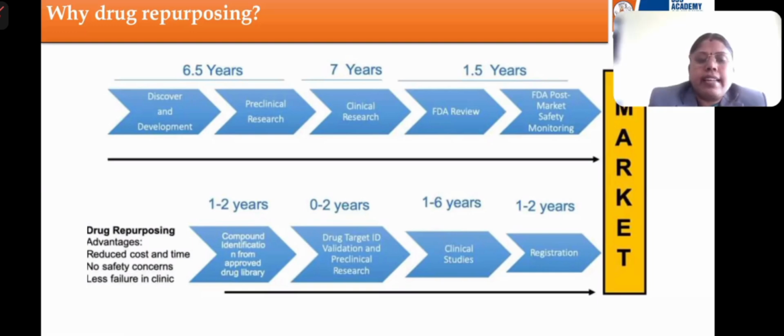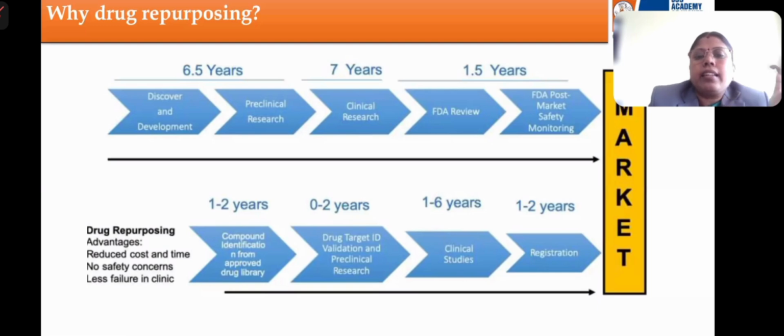As we all know, drug discovery starts with the initial phase of discovery and development, then preclinical research, followed by clinical research, FDA review, and FDA post-market safety monitoring. When we come to drug repurposing, these 3 to 4 years of the drug discovery process will be less, because here we are taking a drug which is already tested for its safety and efficacy. The only thing is that the use is intended for some other purpose.